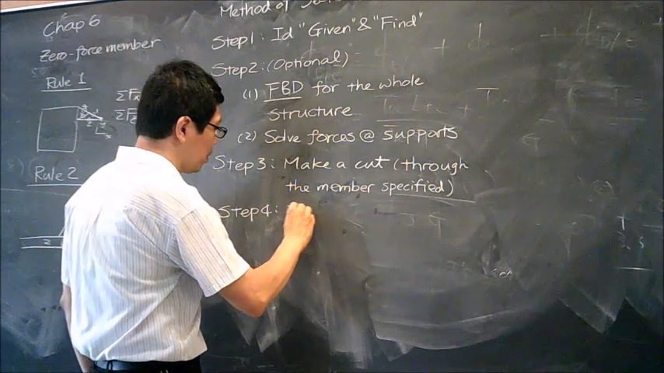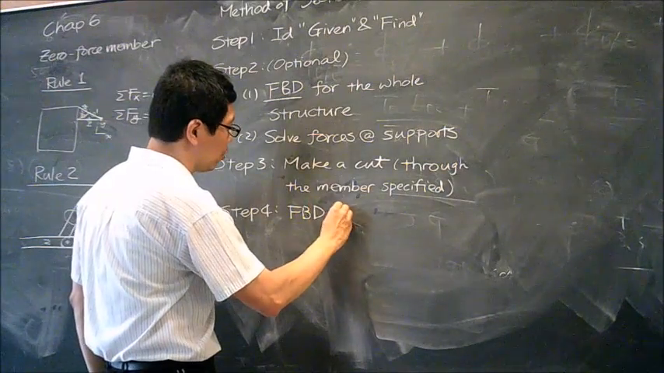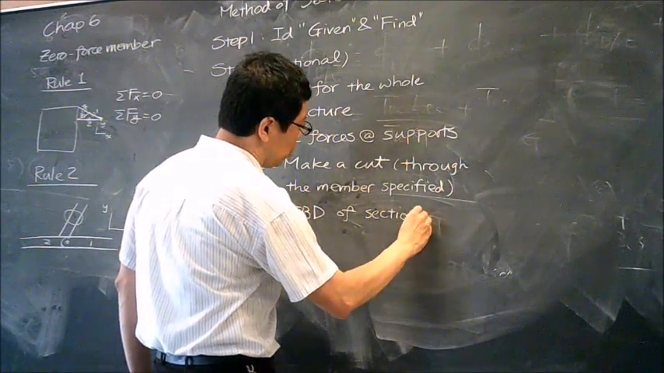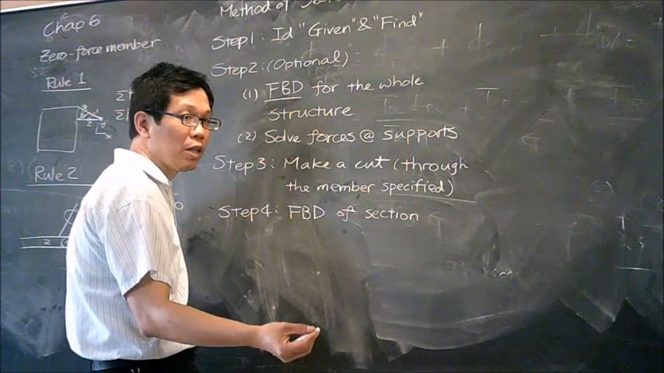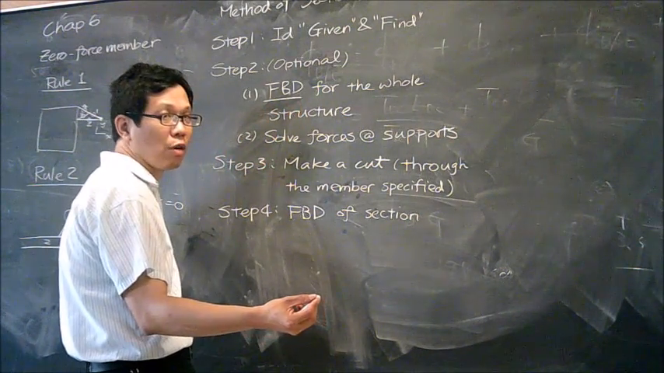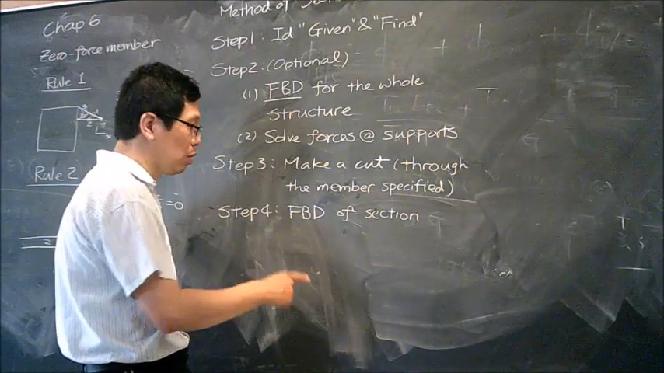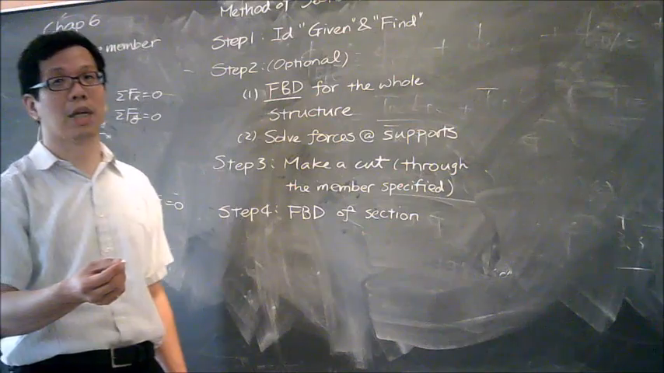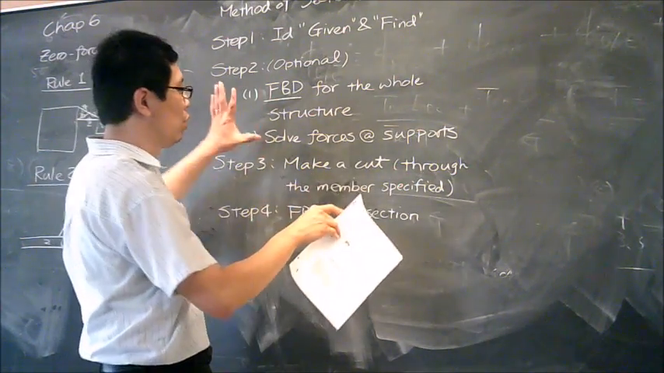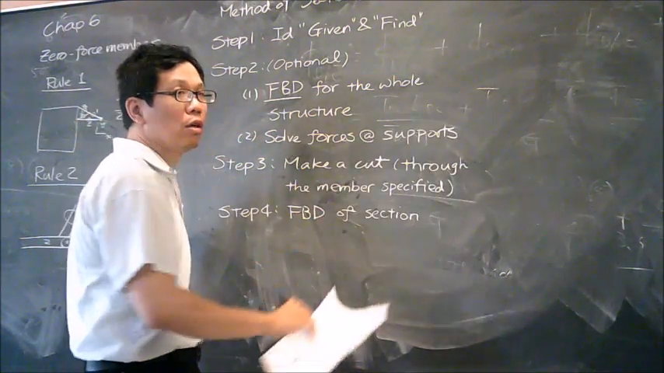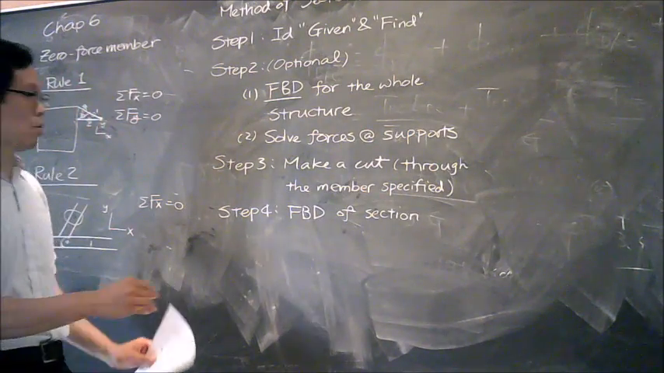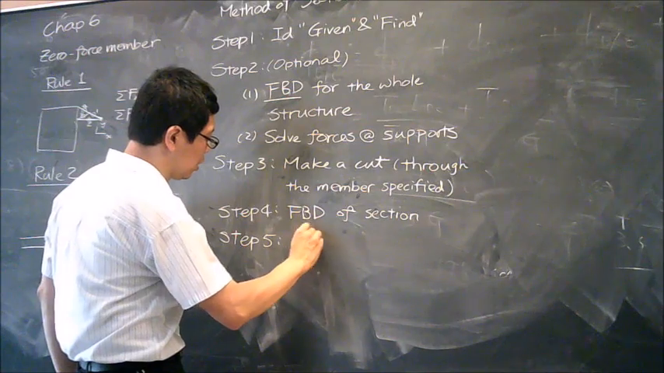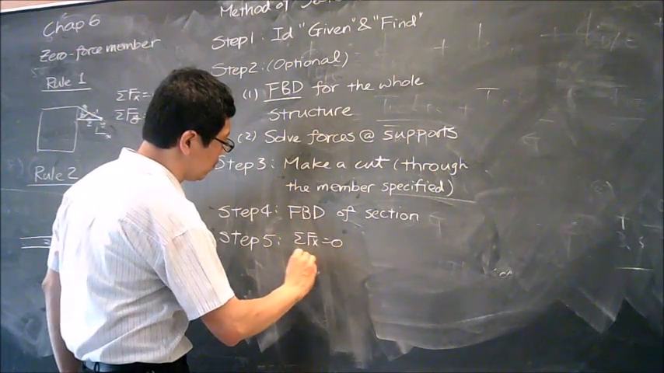Then the next step, you need to do a free-body diagram of the sections. In most cases, or in most problems you're going to solve in the exam, you only need to do the free-body diagram once. But in some cases, after you make a cut, you might need to do a free-body diagram for here and for here. Then you're going to solve for the unknowns. Once you get this done, use the equations of equilibrium.